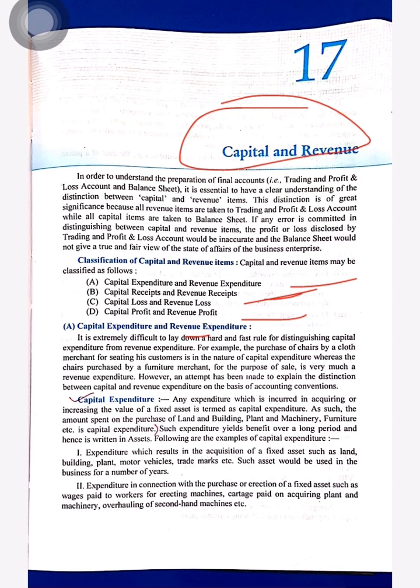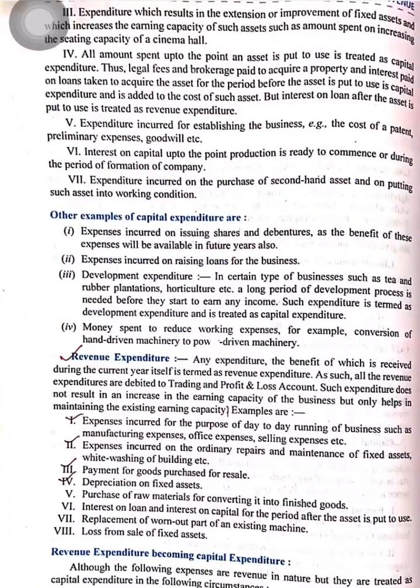Any expenditure which is incurred in acquiring or increasing the value of the fixed asset, such as amount spent on purchase of land and building, plant, machinery, furniture, etc. So these are capital expenditure. Capital expenditure which results in the acquisition of the fixed asset, means we have acquired a fixed asset. Then capital expenditure in connection with the purchase and erection of the fixed asset. If we have purchased a machinery and we have paid 10,000 in the installation of that machine, that 10,000 will also be capital expenditure, because that is a long term expense.